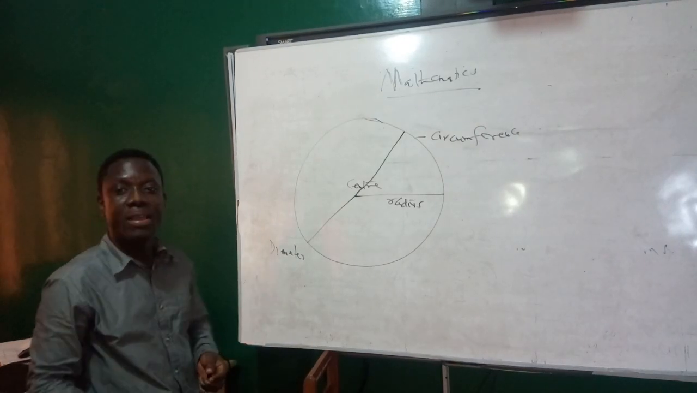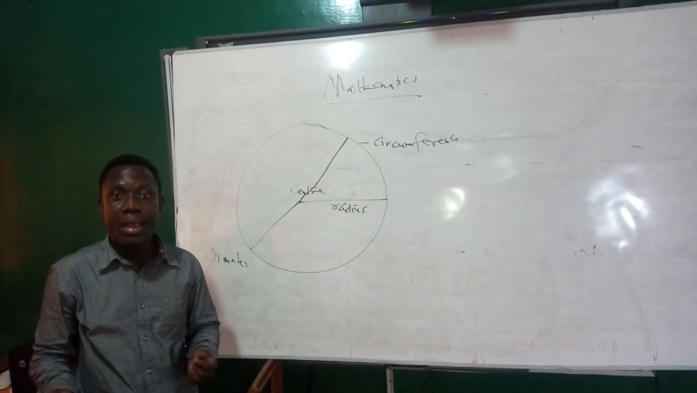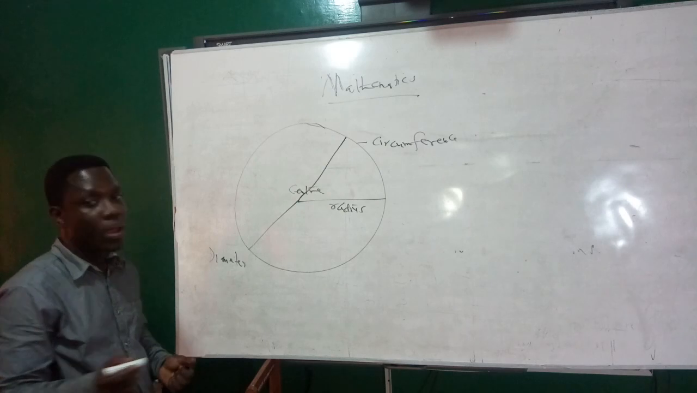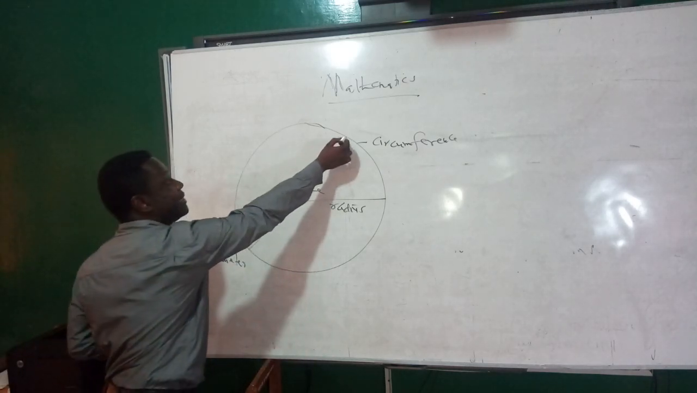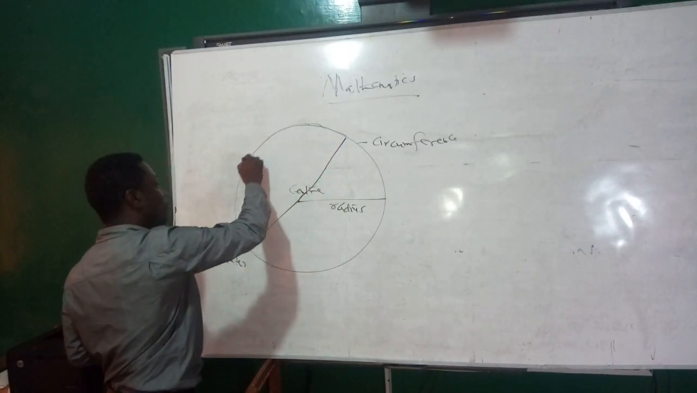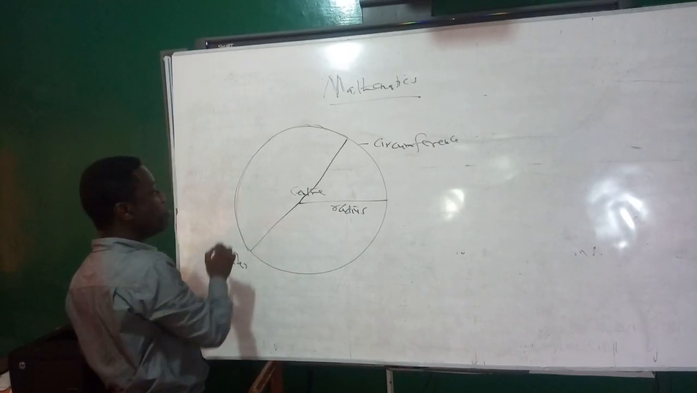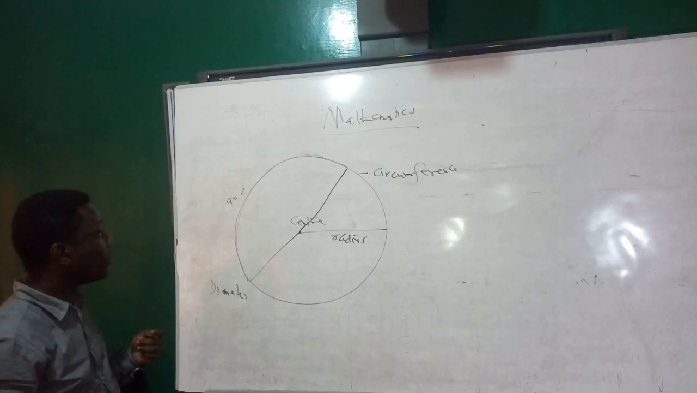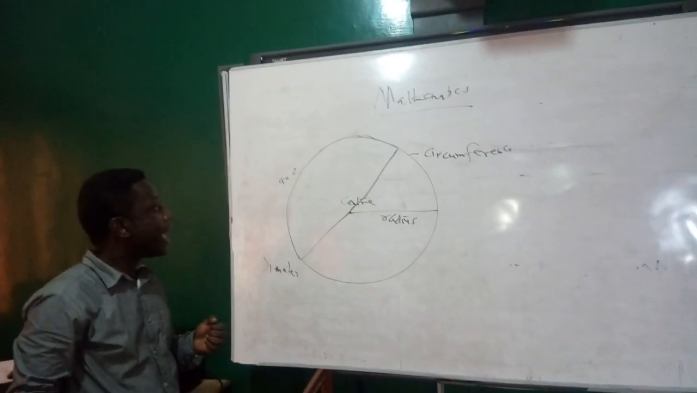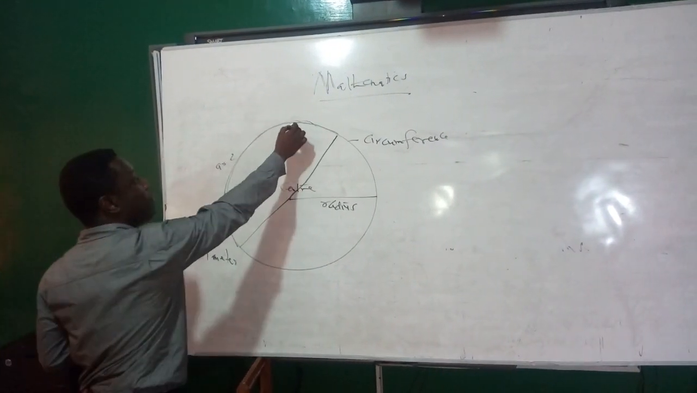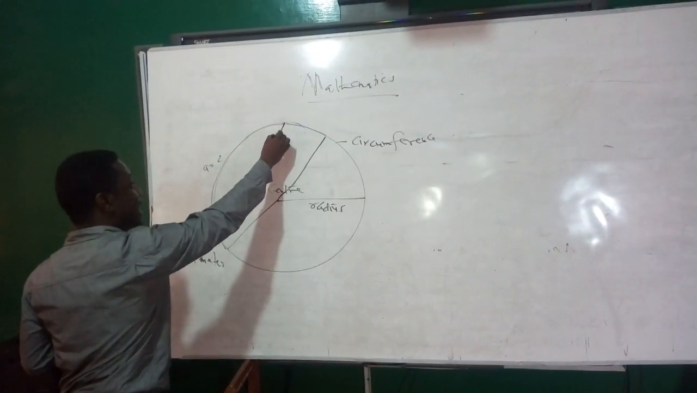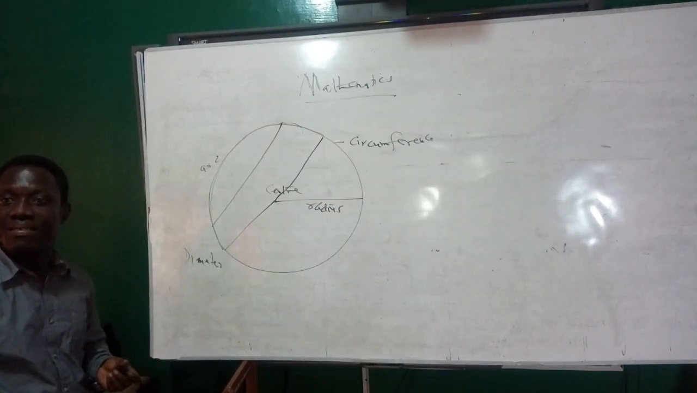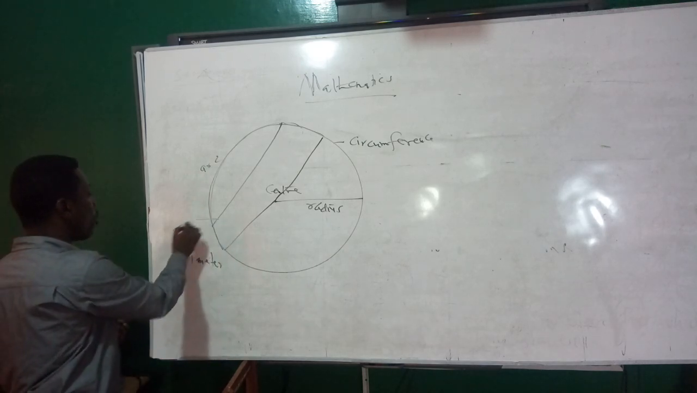Now, any part of the circumference which is not the complete circumference, for example, the distance from this end all the way to this particular end, is what you will call your arc. And a line from any part of the circumference to another part of the circumference, which is not passing through the center, will normally be your chord.